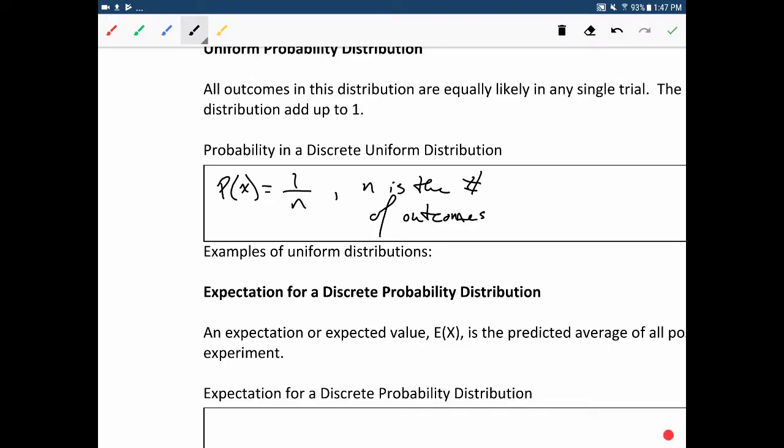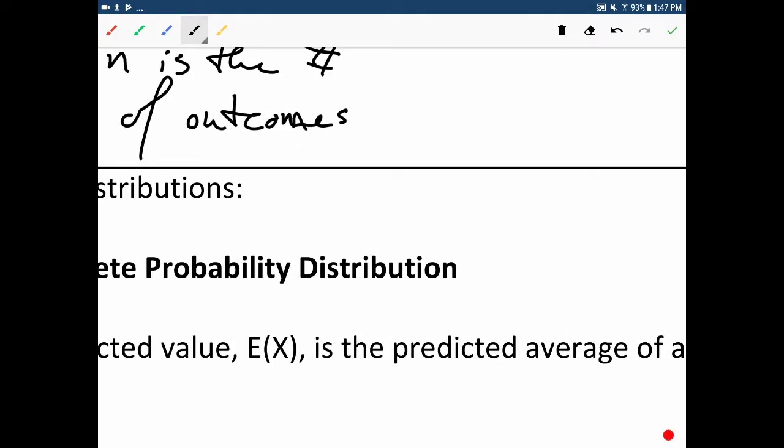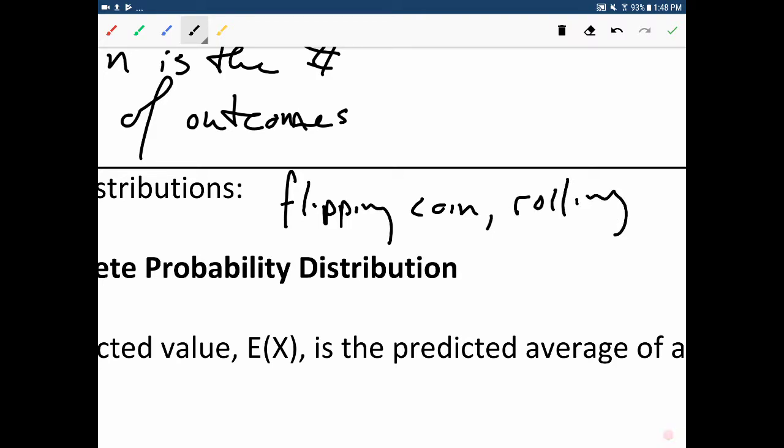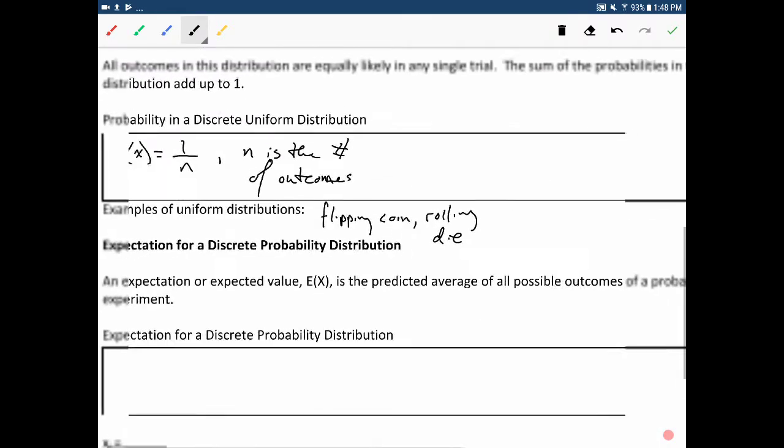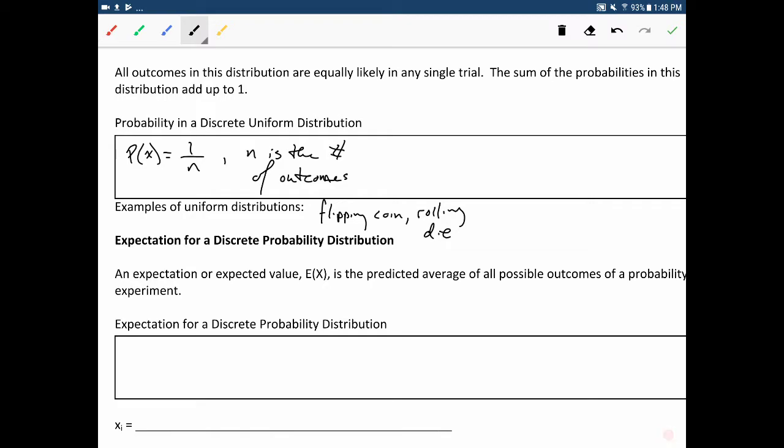Examples here would be flipping a coin or rolling a die. You roll a die, every face has exactly the same likelihood. There are 6 sides to the die, so the probability of rolling a 2 is just 1 out of 6. The probability of rolling a 4 is 1 out of 6. Similarly, with flipping a coin, there are 2 outcomes, equally likely. So heads is 1/2, tails is 1/2.